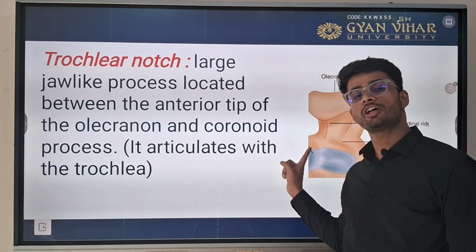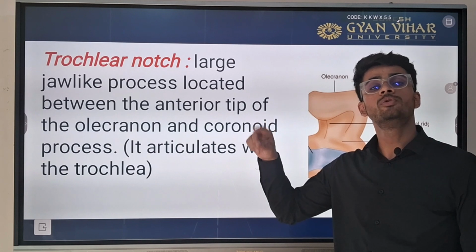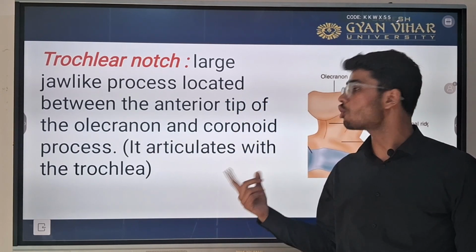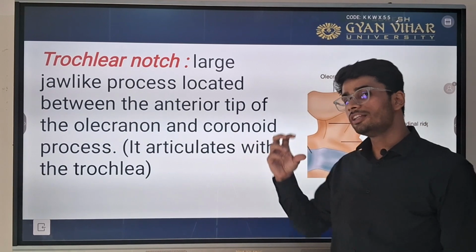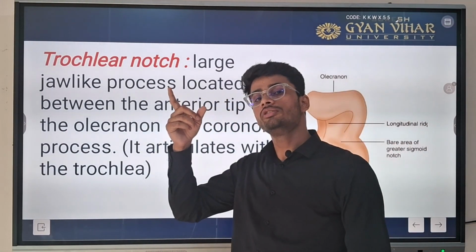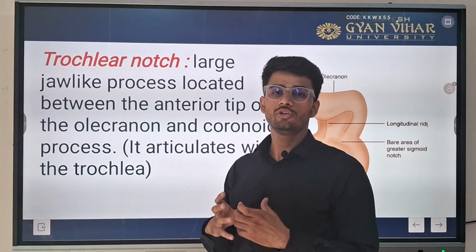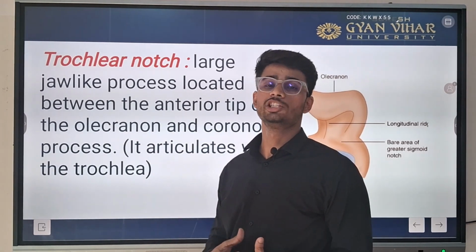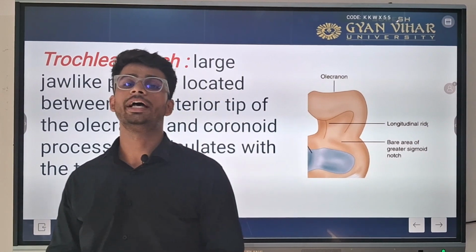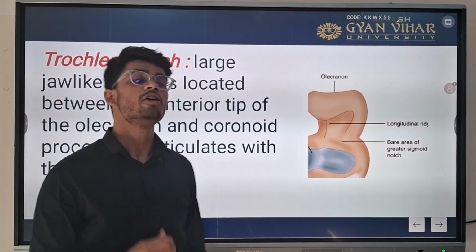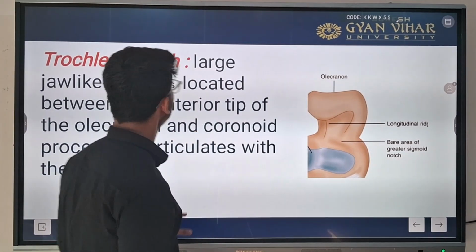So this structure of the ulna forms a joint on the medial side of the humerus with the trochlea. There we have the trochlea on the humerus and on the ulna we have the trochlear notch. They articulate and form the humero-ulnar joint, which is the biggest joint of your elbow. The humeroradial joint is comparatively a smaller joint when you compare it with the humero-ulnar joint.